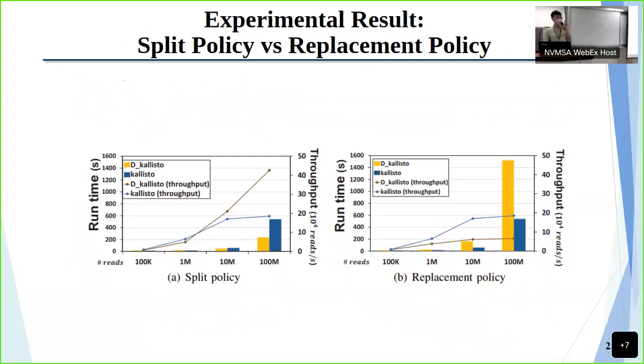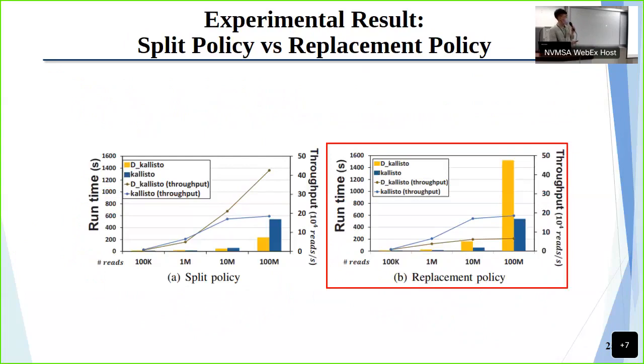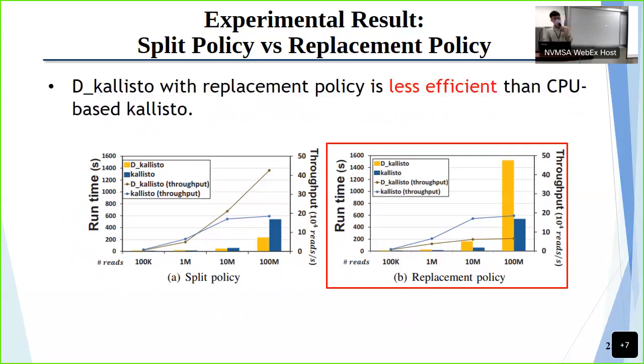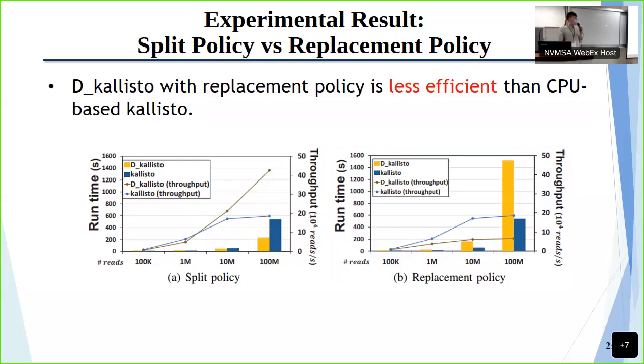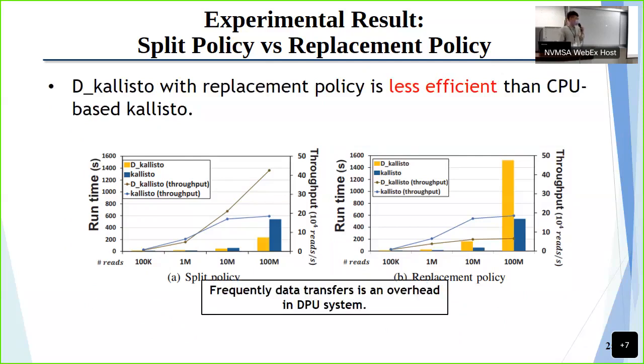This is the comparison of overall performance. The yellow bar is the execution time of DPU-based Callisto, and the blue bar is the execution time of CPU-based Callisto. The first observation is DPU-based Callisto is less efficient than CPU-based Callisto. So we can get a small conclusion from this observation. Frequent data transfer is an overhead in DPU system because there are many table transfers in replacement policy.